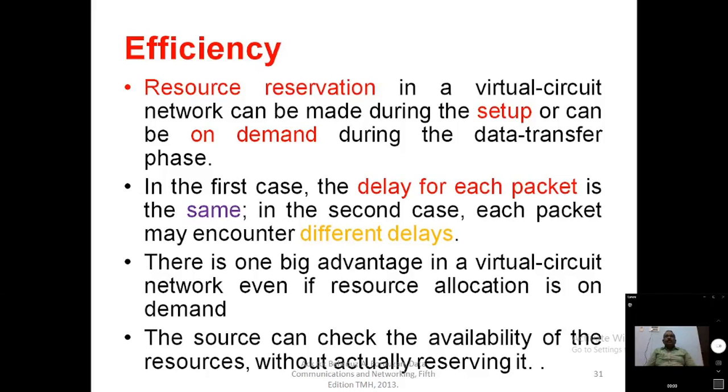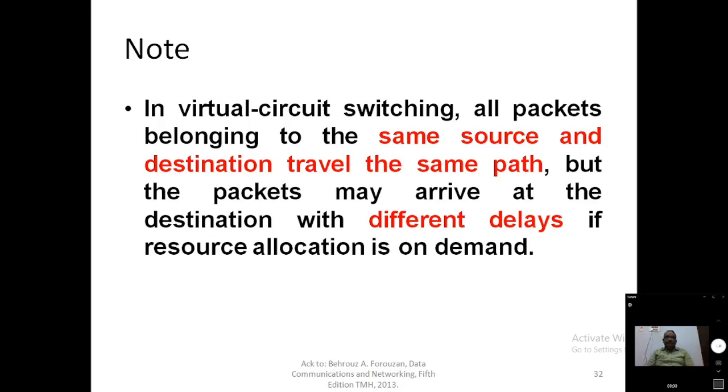And when we look at the efficiency, the resource reservation in a virtual circuit network can be made during the setup or on demand during the data transfer phase. In the first case, the delay for each packet is the same, but in the on-demand case, that is, the second case, each packet may encounter a different delay from source to destination. So here there is one big advantage in the virtual circuit network: even if the resource allocation is on demand, the switch can check the availability of the resource without actually reserving it.